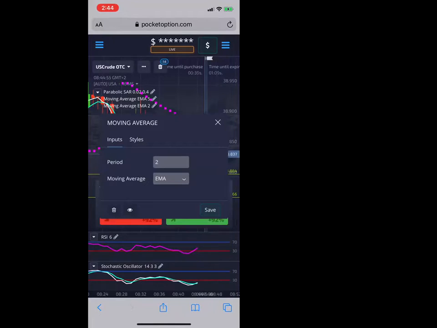So for 1 moving average, you're going to change the period to 2. You're going to change the moving average to EMA. Could George probably say SMA? And then after that, you want that one to be white, 2 pixel.